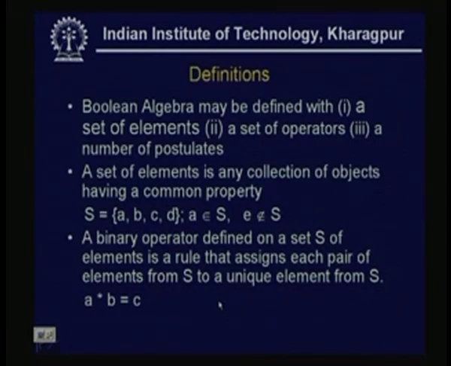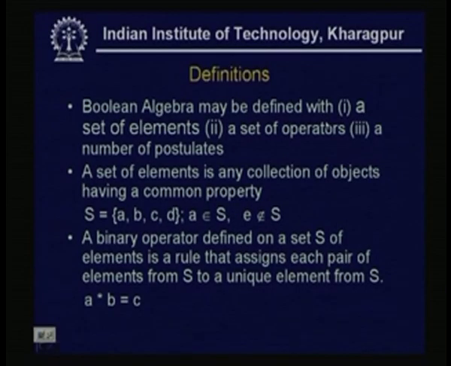First we see what we mean by this algebra. So, Boolean algebra can be defined with a set of elements, a set of operators and a number of postulates. So, these are the three basic ingredients of the algebra. Now, what are the elements? A set of elements is any collection of objects having a common property. This is the definition of a set.